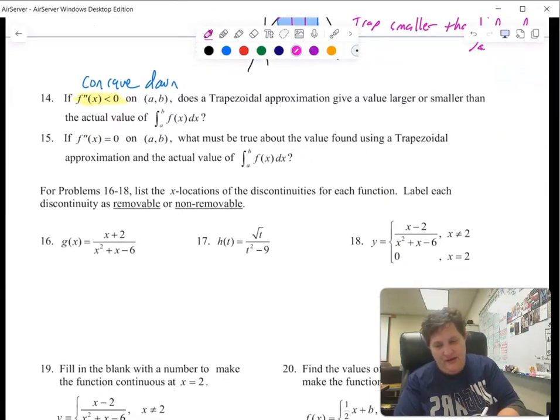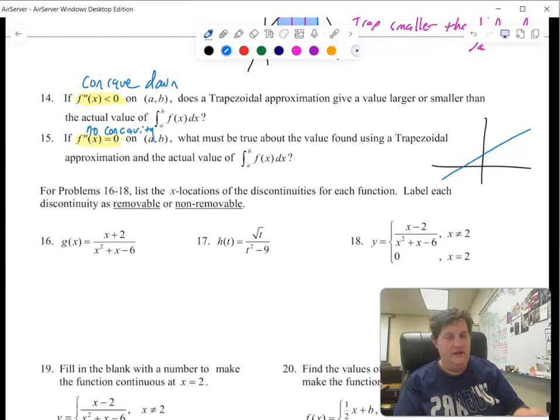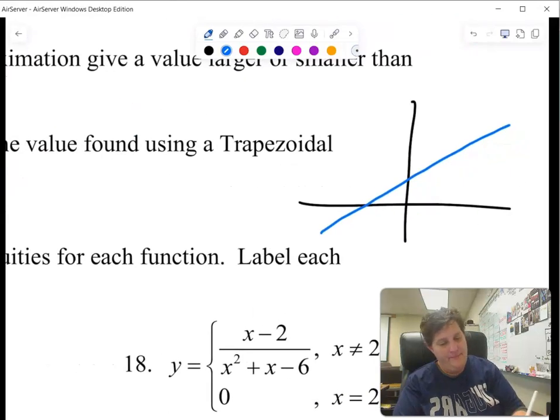All right. If the second derivative equals 0, what must be true about the trapezoidal value? Okay, so what the heck does second derivative equals 0 mean? It means there's no concavity. Can you guys think of something that has no concavity? What would we be looking at? Something that just doesn't have concavity? I don't know, maybe a line. All right.